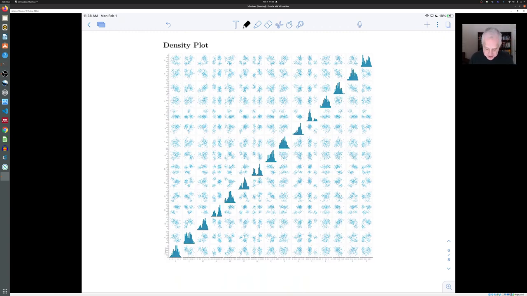So what this graph is showing you is that, no, it's 15 features. Each diagonal box is a histogram of that feature. There are 15 features. And you see some interesting things here. You see, for instance, here there seem to be two peaks, which suggests maybe that the data is divided up into two groups. The other boxes are scatter plots of pairs of features.